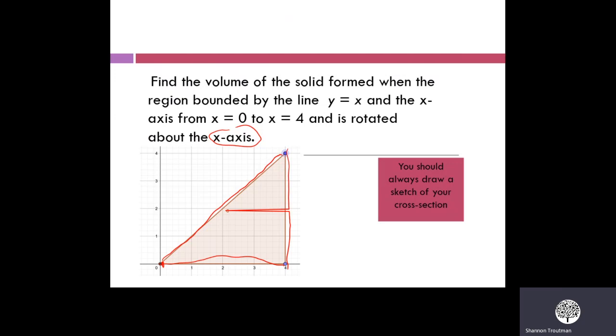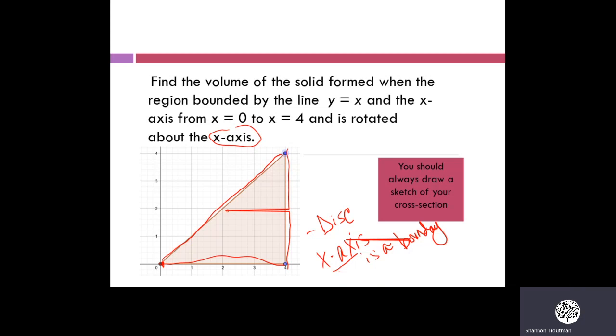So again, this is going to be a disk method, where you follow the general formula that I gave you, because when you look at your shaded region, the x-axis is a boundary. Okay, so it's disk because your x-axis is a boundary. And you're also rotating about the x-axis. So when you're rotating about the x-axis and the x-axis is a boundary, it is the disk method.